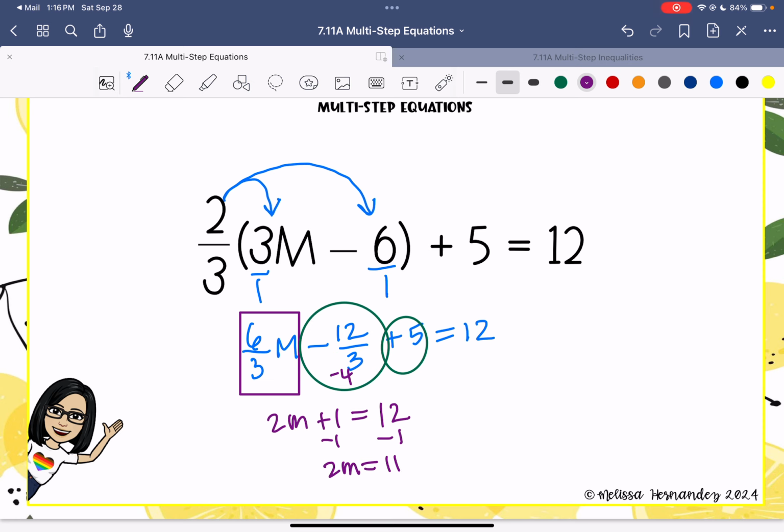Now, because it's 2 times m, my inverse is divide. I will divide both sides by 2. 2 divided by 2 is just 1. m is equal to 11/2. You can leave it like that. You can go a step further, convert it to a mixed number. It's okay to leave it like that, at least for my classroom.